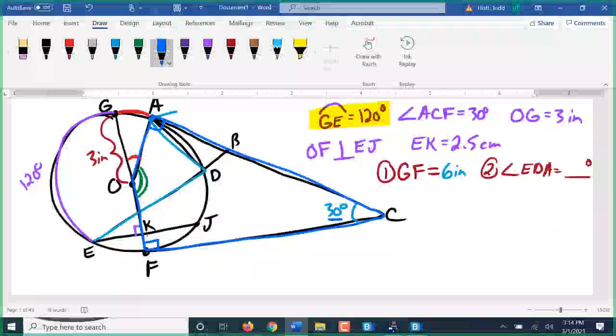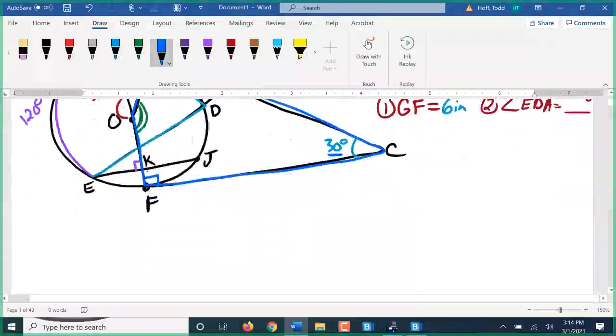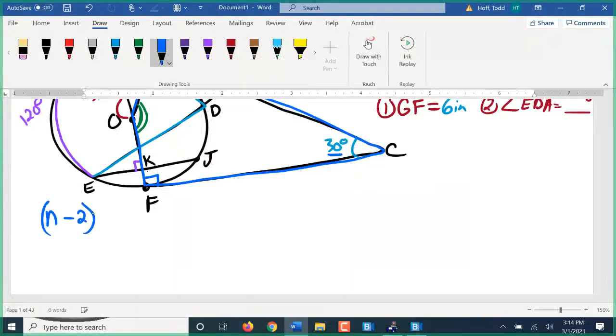In a four-sided figure, how many degrees do the interior angles have to add up to? Remember, it's the number of sides minus 2 times 180. If it's 4 sides, that's 4 minus 2 times 180. How much does that come out to be? Four minus 2 is 2, times 180. That whole figure has to come up 360 degrees.